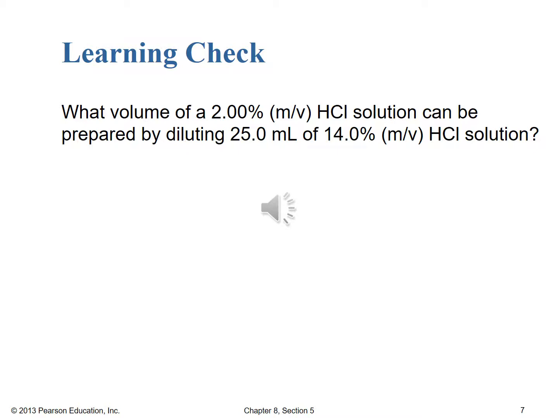All right, so let's go ahead and have you do a learning check just to see how these concepts are coming through. What volume of a 2.00% mass per volume hydrochloric acid solution can be prepared by diluting 25.0 milliliters of 14.0% mass per volume HCl solution? So go ahead and use our approach we just discussed to solve this problem. Let's pause the video here. Once you're ready to check your work, start it back up and we'll hopefully arrive at the same correct solution.